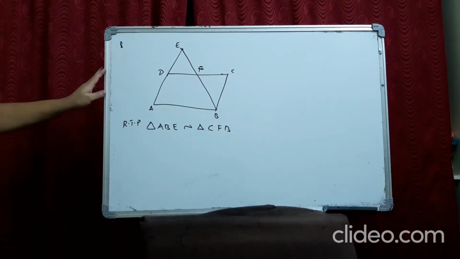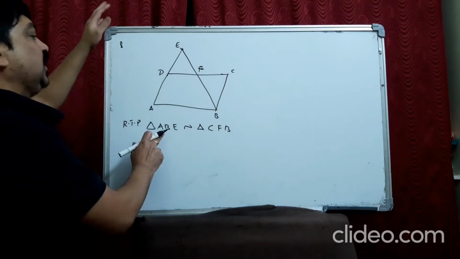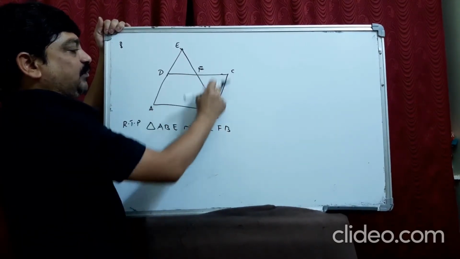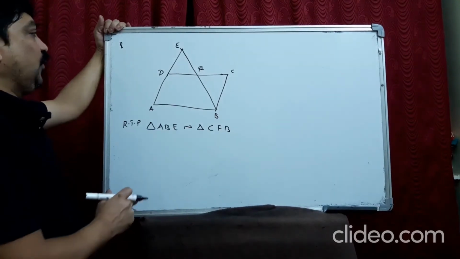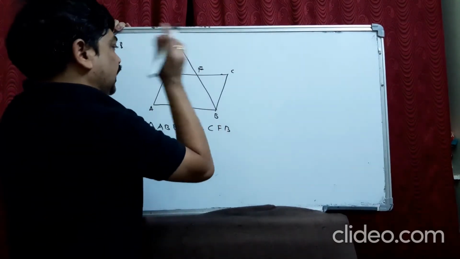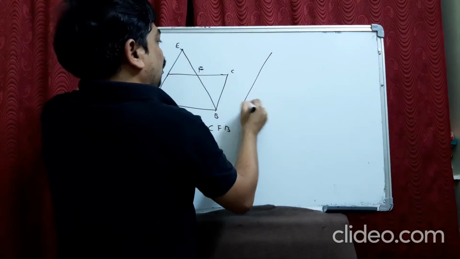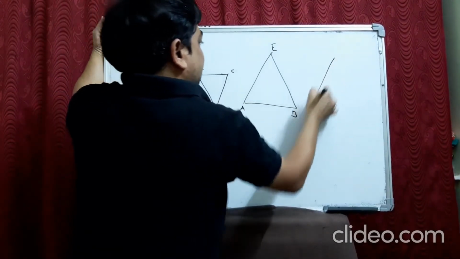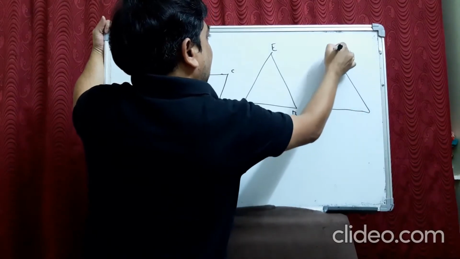Show that triangle ABE is similar to triangle CFB. Triangle ABE should be similar to triangle CFB. So, we take both the triangles here separately. ABE, I draw ABE here. ABE, and CFB should be here, but I'll mark later.